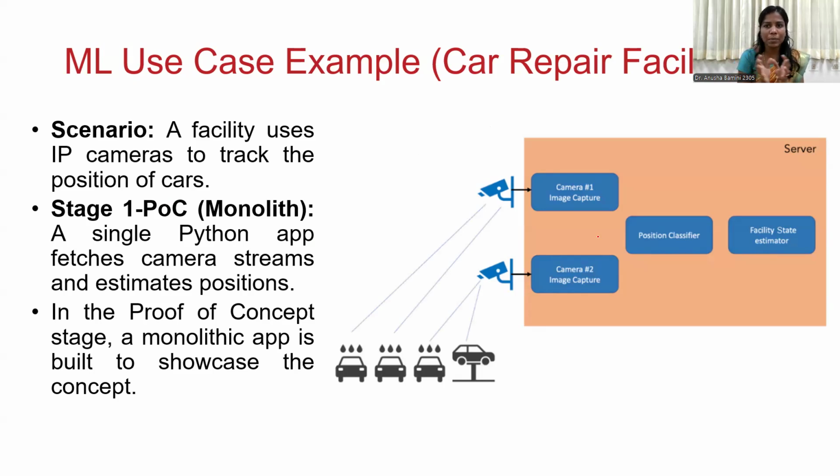Okay, the problem statement is a car repair facility. The concept or steps we have to follow here: the cameras are fixed there. The cameras have to capture the image of every car and its position is classified. So in whichever position the cars are parked, based upon that it is capturing the image and it is given to the facility state estimator. The same machine learning problem is given to both monolithic as well as the microservice architecture.